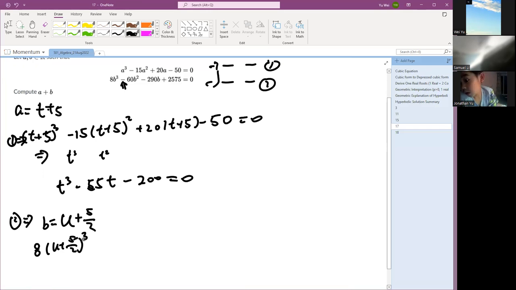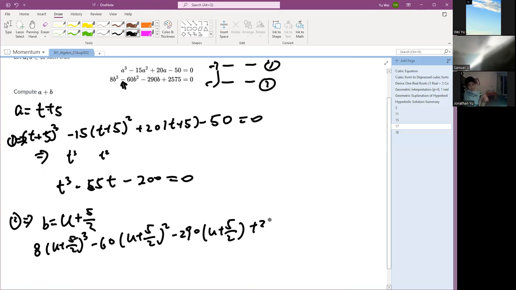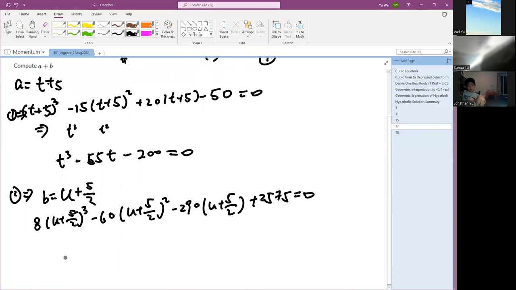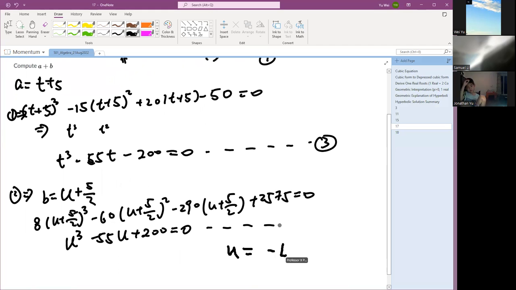5 over 2 cubed, the 8, minus 60 times 5 over 2 squared, minus 290 times 5 over 2, plus 2575 equals 0. I'll give you guys the final answer, okay? It is u cubed minus 55u plus 200 equals 0. Okay, u equals negative t. That makes more sense.